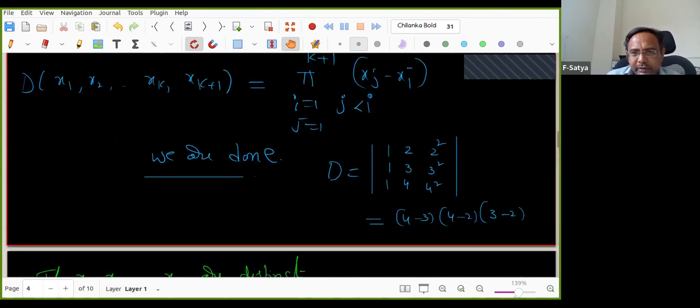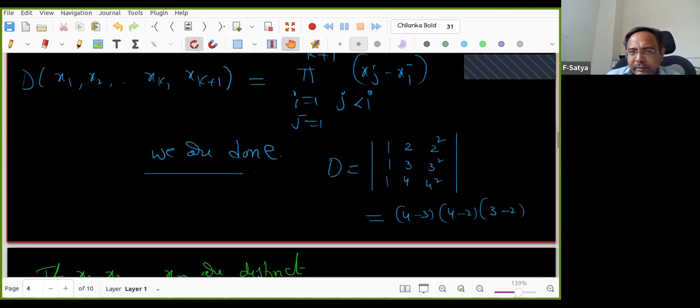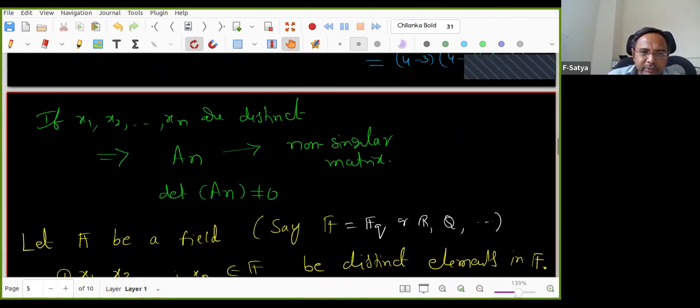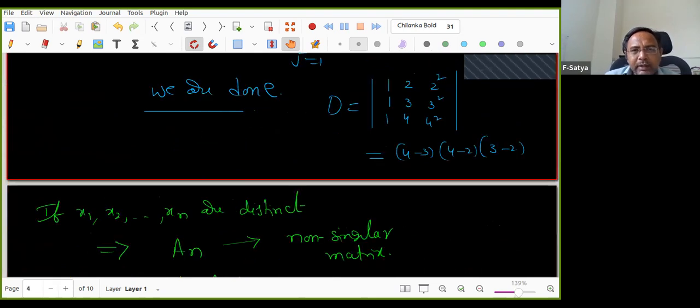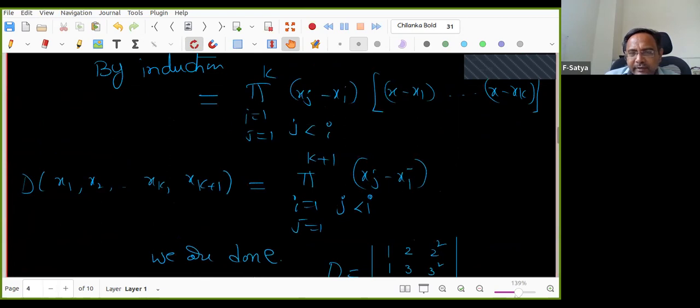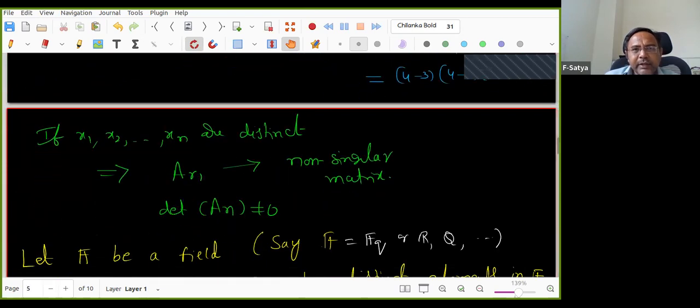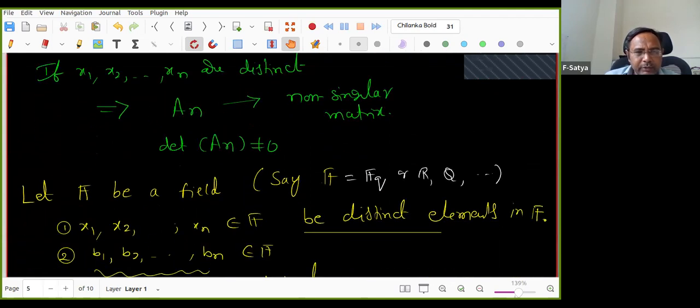So this is done. Okay, so one simple example is that you take 1 2 3, 2 3 4. Okay, so 1 1 1, 2 3 4, and 2 square, 3 square, 4 square, we'll get the answer like this. Now if x1 to xn are distinct, then An becomes a non-singular matrix. Why? The determinant is the product of xj minus xi, right? So if these xi's are distinct, then the determinant is not equal to 0.